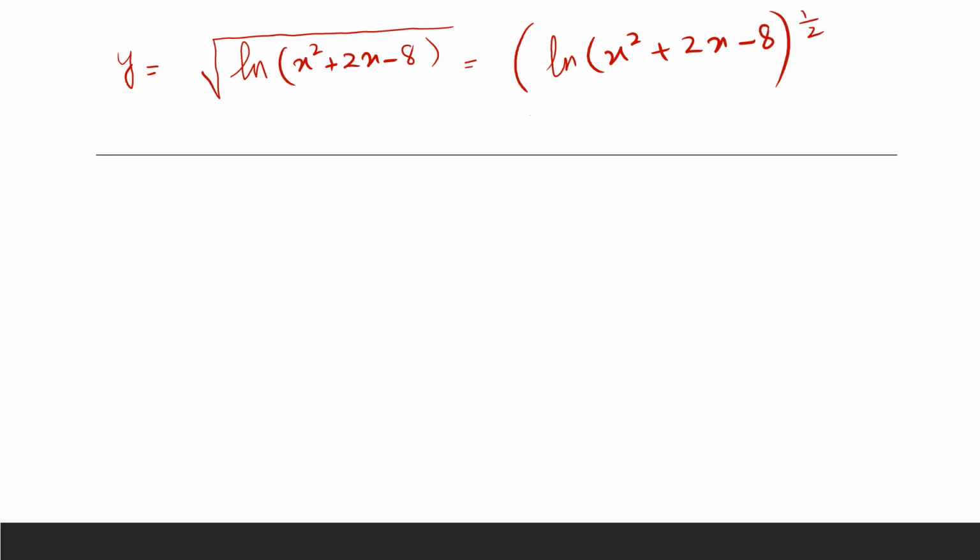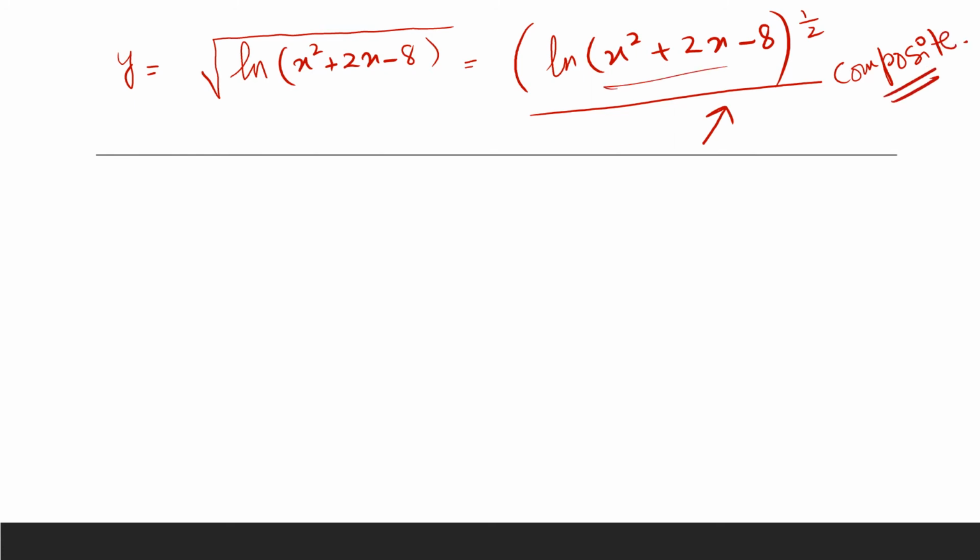Now look at the question and analyze what form it is written in. There is a bracket, and outside the bracket there is a power. So whenever such functions are written, of course they are known as composite functions.